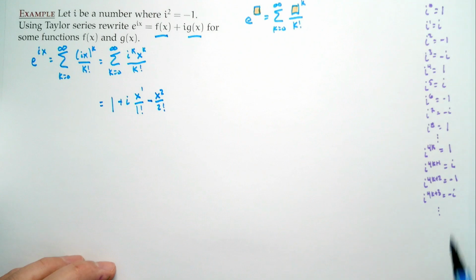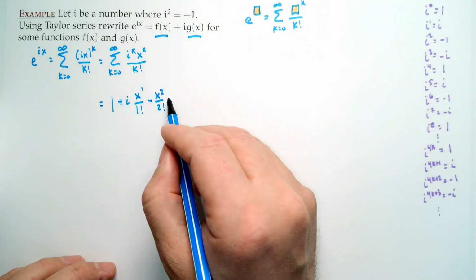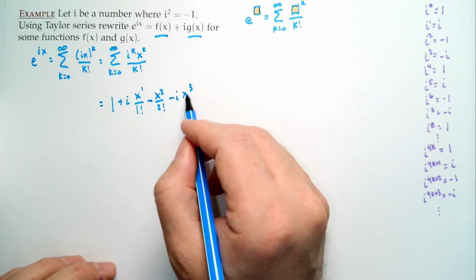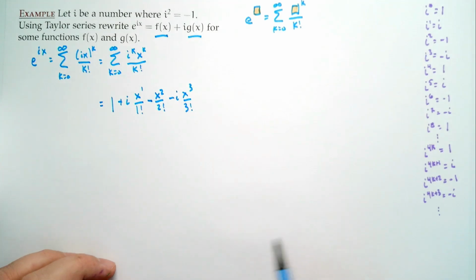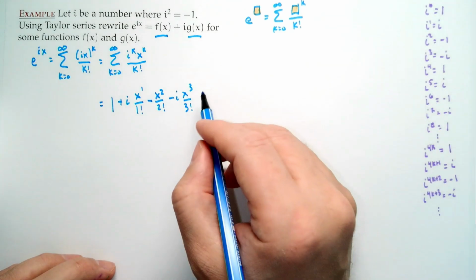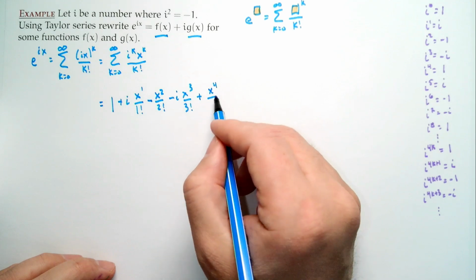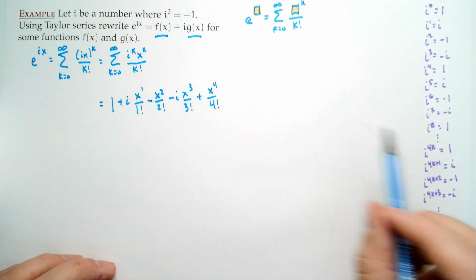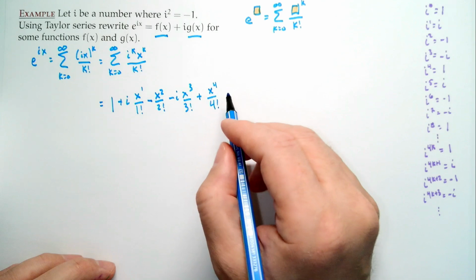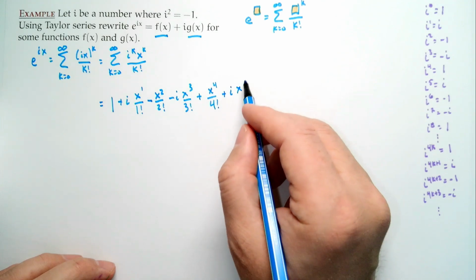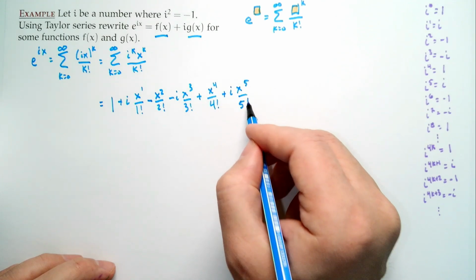The third term, i cubed. Okay, that's a minus i. Then we have x cubed over 3 factorial. Next term, i to the 4th. That's a plus 1, x to the 4th over 4 factorial. i to the 5th, well, that's back to an i again. So plus i, x to the 5th over 5 factorial.